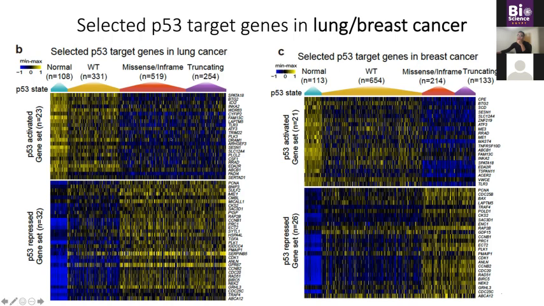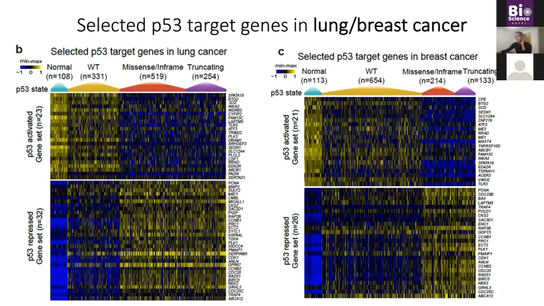Especially, you see 2 big patterns here. In the missense and truncating mutation, you see P53 activated genes are low expressed in these 2 classes, but high in normal. However, for the repressed genes, you see the opposite trend. So the expression is low in the normal condition and is high in the P53 truncating and missense mutation. The interesting thing is the wild type. You see in the wild type cases, the expression pattern is staying in between.